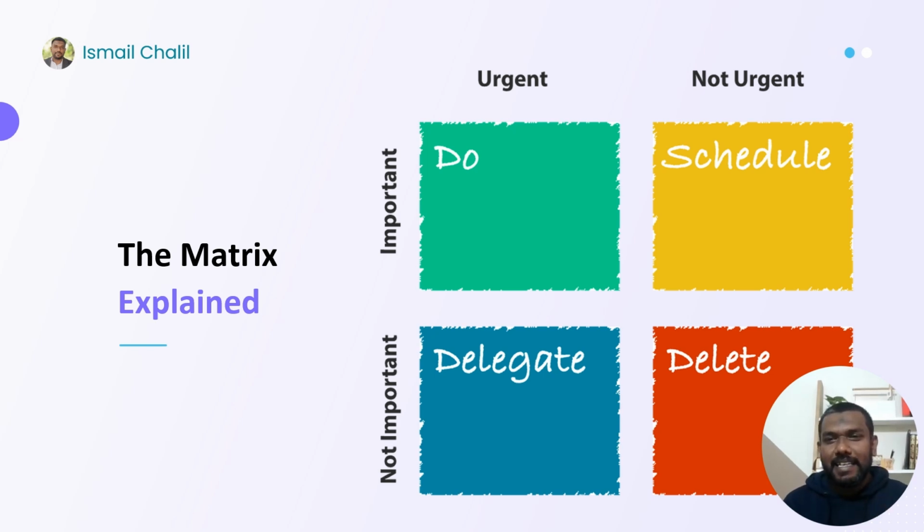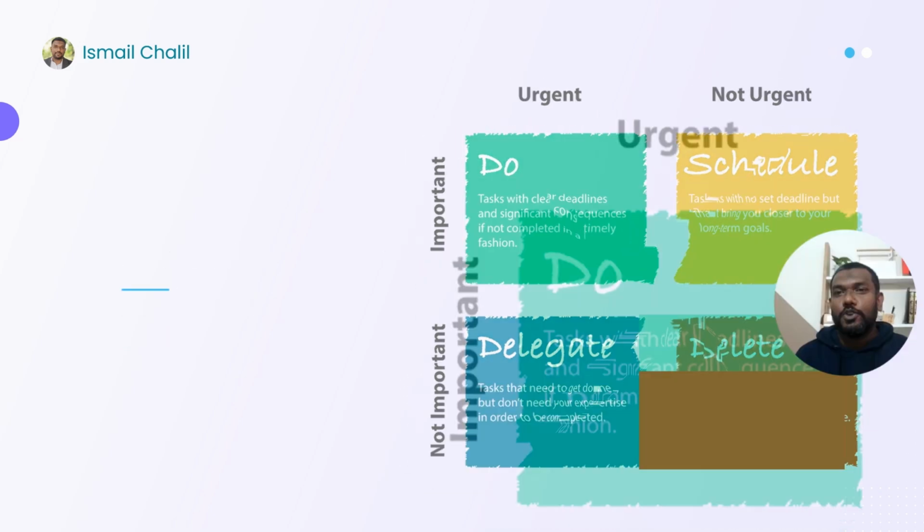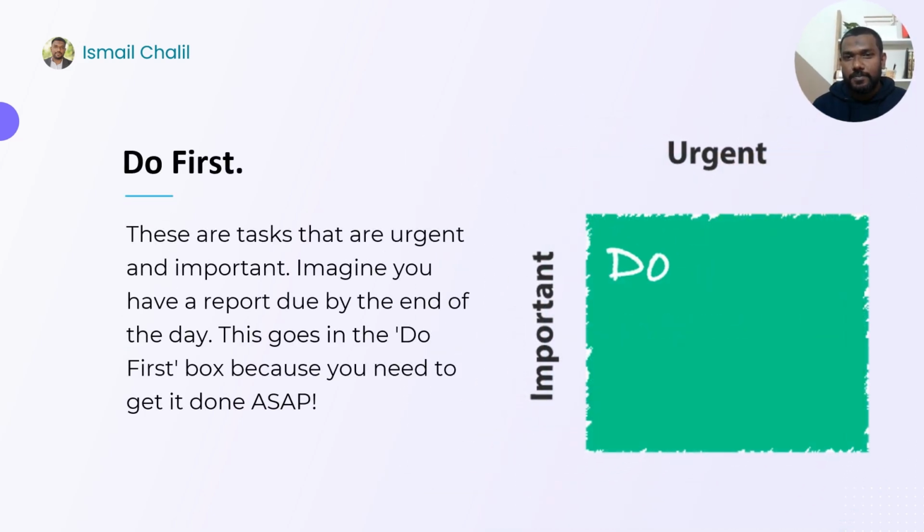Let's look at these details with a few more examples so that it is clearer for you. The first one is, of course, do first. Once again, this is definitely important and it is also urgent. Imagine you have a report that is due at the end of the day. This goes in the do first box because you need to get it done as soon as possible. That is the do, which is urgent and important.